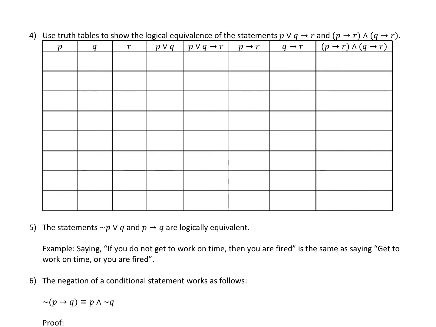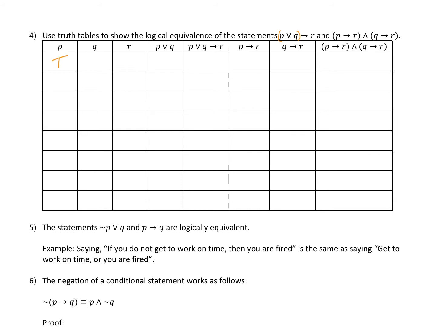Number 4, here's a big one. We're going to use a truth table to show the logical equivalence of the statements P or Q implies R and P implies R and Q implies R. Okay, so remember that the implication is done last, so the P or Q has some like imaginary parentheses there. So we have 3 base statements here, P, Q, and R all show up. So I need to get all the possible true-false combinations of P, Q, and R.